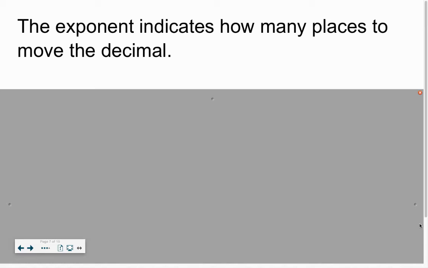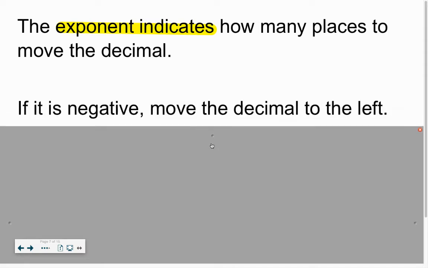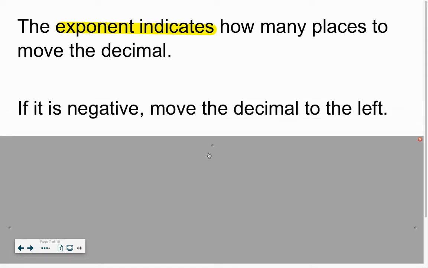Now, when we talk about writing, we're going to be looking here at the exponents to figure out how to write in scientific notation and in standard form. We just need to remember which way to move the decimal. When the exponent is negative, we're going to move the decimal to the left. Negative numbers are small numbers.